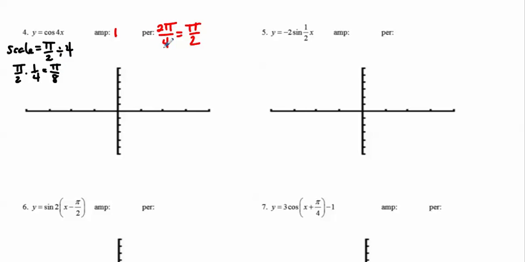I found that my period was 2 pi over 4, which is pi over 2. And then I divided that by 4, and I got pi over 8. So that means that this is going to be pi over 8. This is 2 pi over 8, which is pi over 4. 3 pi over 8. And 4 pi over 8 is pi over 2. My amplitude is still 1, so I'm going to start 1 above. So I start 1 above the midline, back to the midline, 1 below the midline, back to the midline, and 1 above the midline.